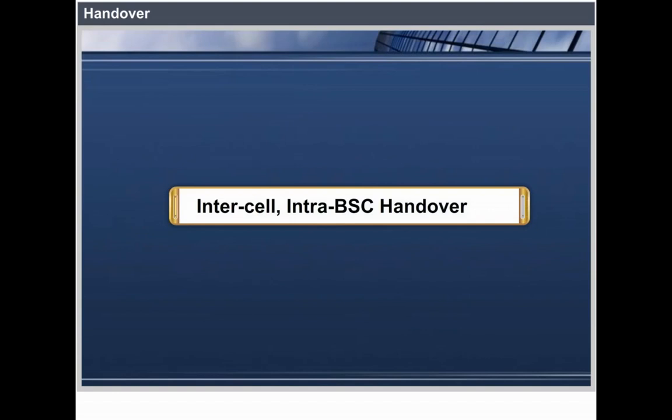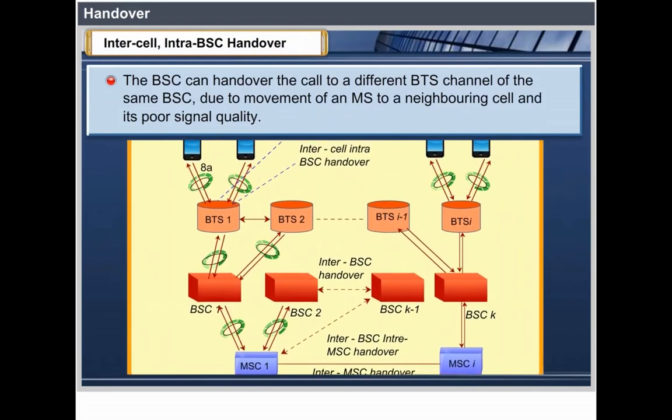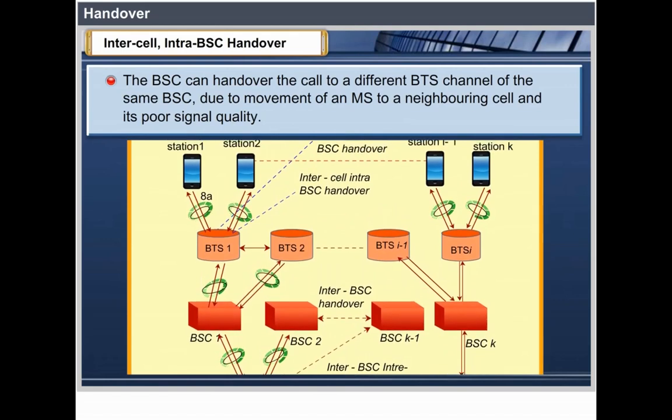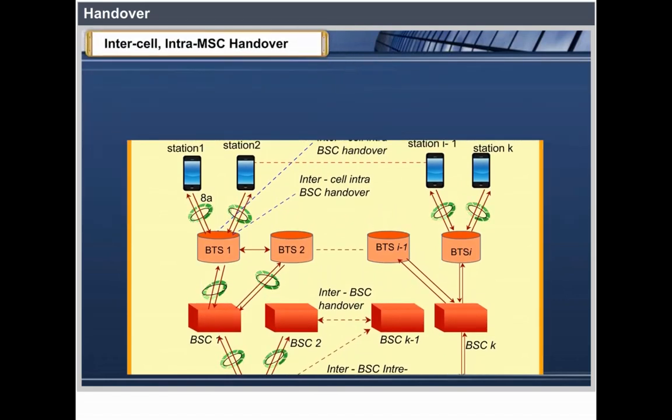Inter-cell intra-BSE handover. When an MS moves to a neighboring cell and suffers poor signal quality, the BSE can hand over the call to a different BTS channel of the same BSE. Inter-cell Intra-MSE handover.